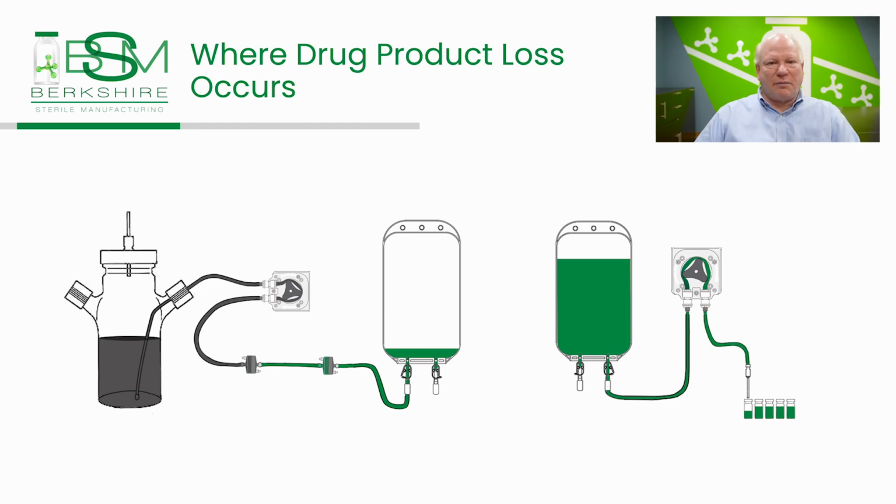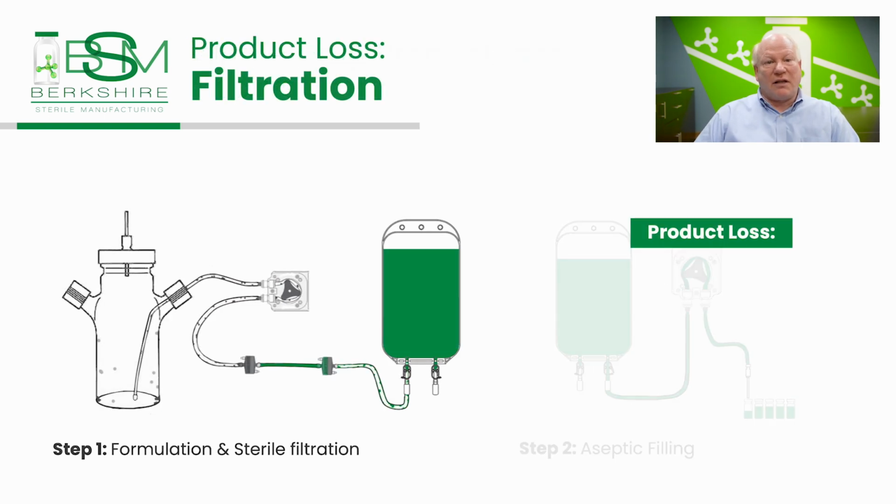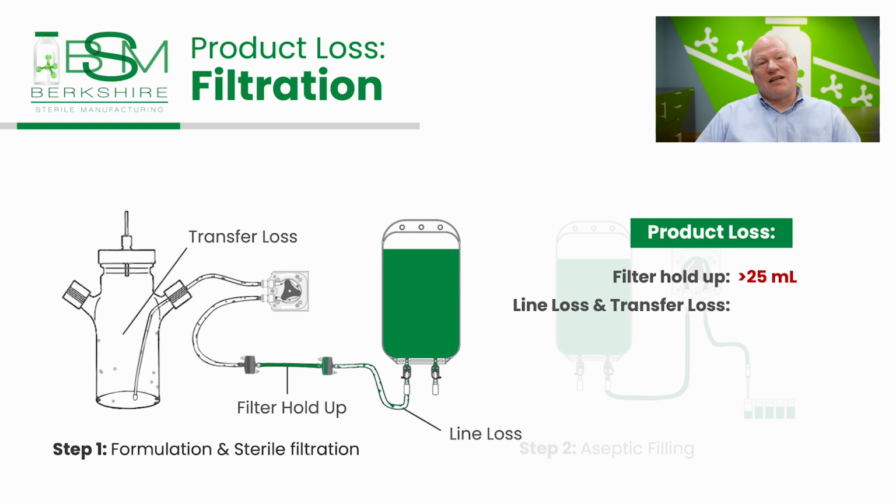Drug product losses typically occur during the filtration and sterile filling processes. In filtration, you'll encounter filter holdup, and the volume loss here depends on factors like inner diameter and length of the tubing between the filters and the size and type of filters used. At a minimum, you can expect to lose approximately 25 milliliters. Additionally, there will be some drug product remaining in the vessel used to prepare the solution and in the tubing, often referred to as transfer loss. This can amount to at least 10 mL of loss.